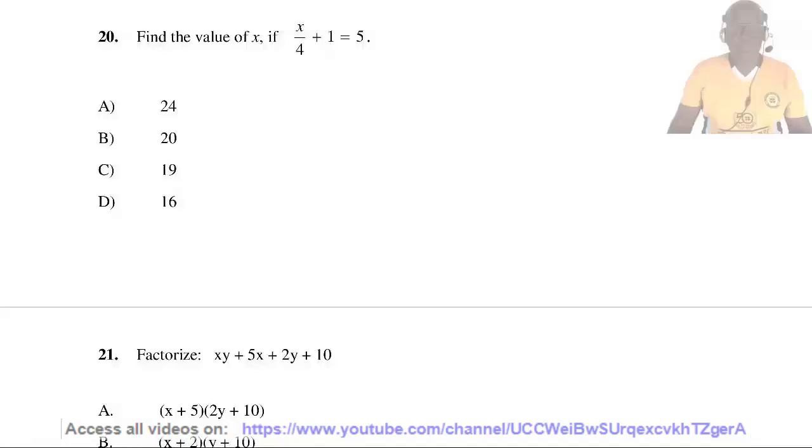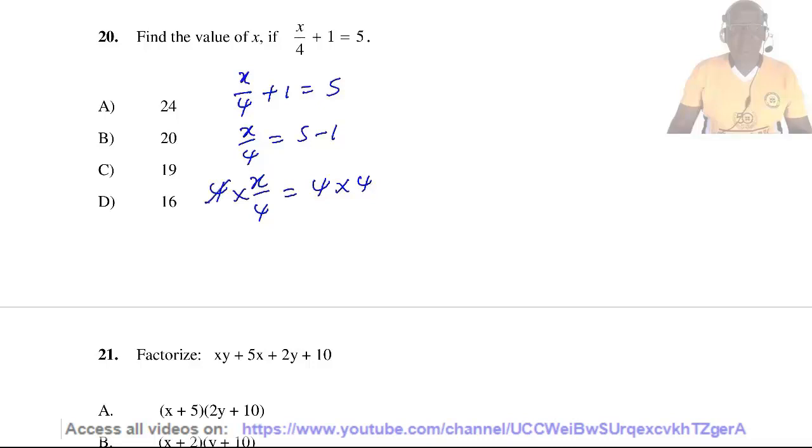Question 20. Find the value of S if S divided by 4 plus 1 equals 5. That is S divided by 4 plus 1 to be equal to 5. This is the same as S divided by 4 to be equal to 5 minus 1, or S divided by 4 to be equal to 4. Now we shall multiply each side of the equation by 4. 4 will cancel 4. So we shall be left with S to be equal to 4 times 4, which equals 16. So the answer is D.